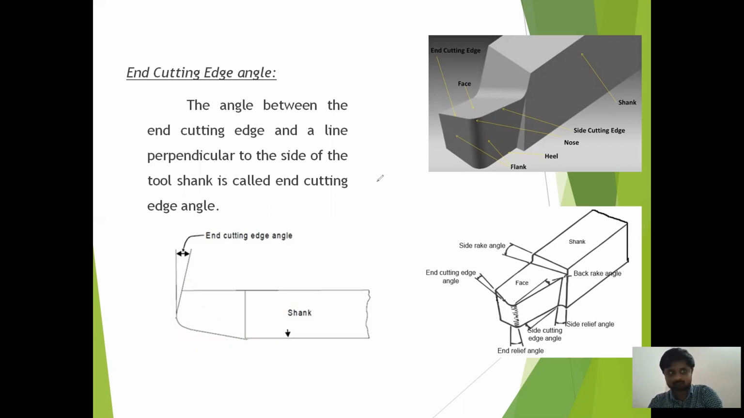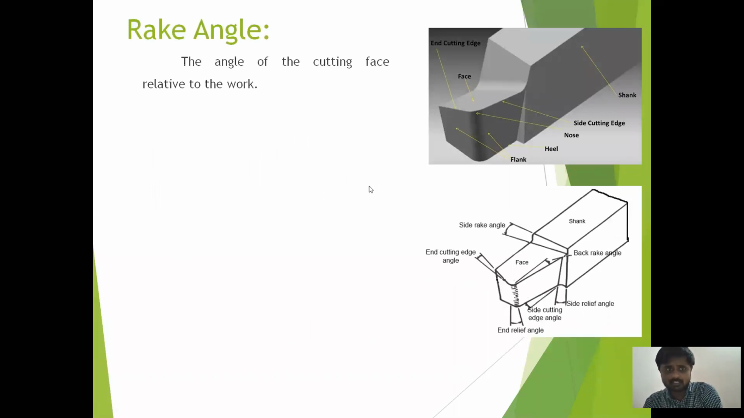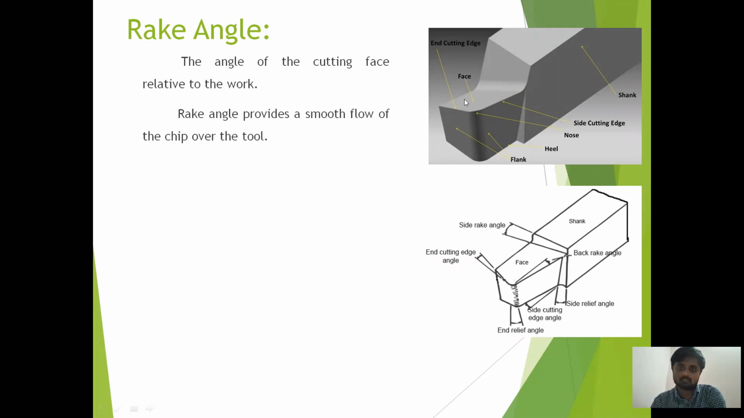Next one, rake angles. The angle of the cutting face related to the workpiece is known as the rake angle. Rake angle provides a smooth flow of chip over the tool surface, here, over the tool face. Once the material is cut from the workpiece by the end cutting edge, the chip has to flow along the face. That's why the rake angle plays a very important role. It is used for the smooth flow of chips over the cutting tool.